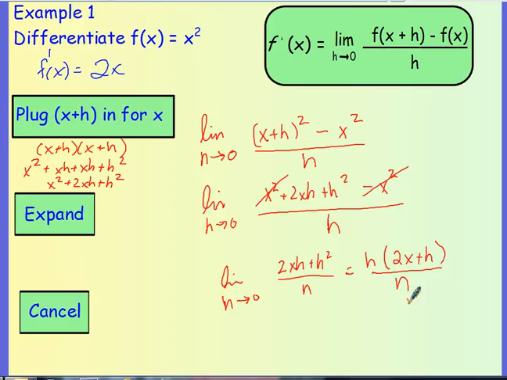Why does that help? Now they'll cancel. So literally I'm left with this: the limit as h approaches 0 of 2x plus h. Now can I plug in h being 0? And if I do, what am I left with? 2x.